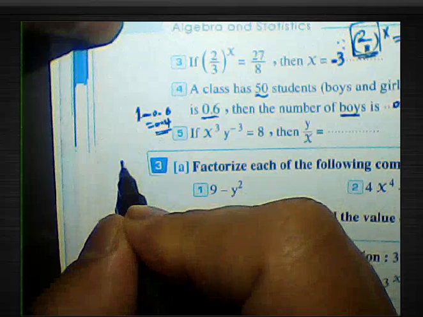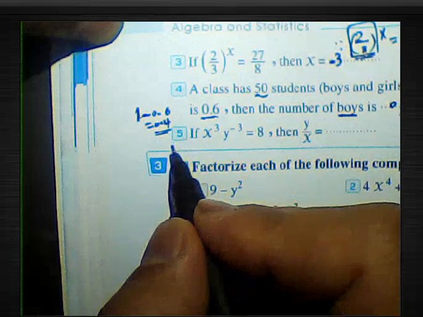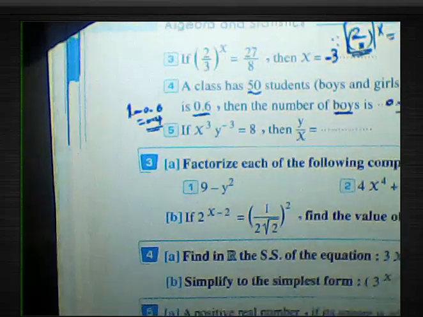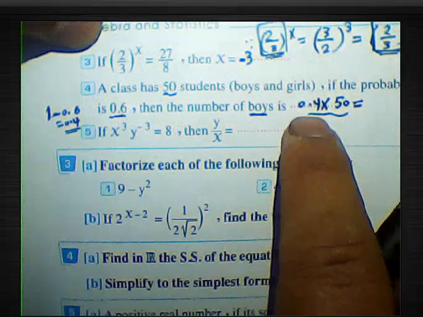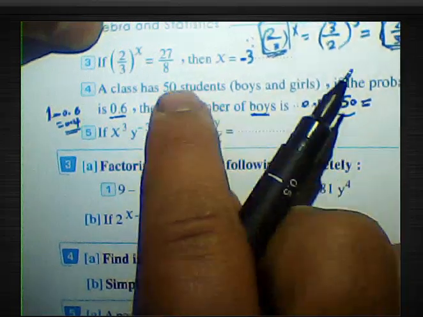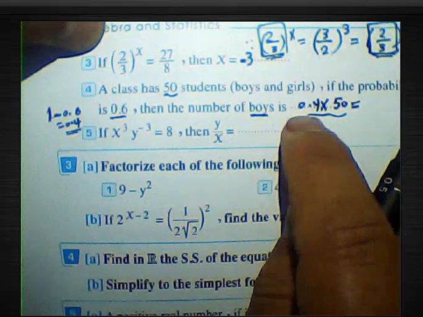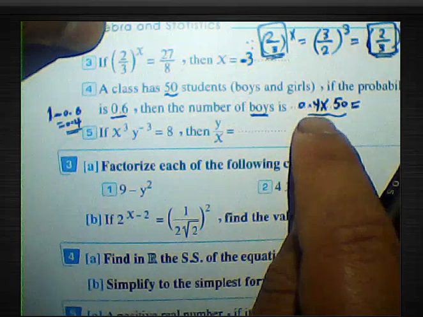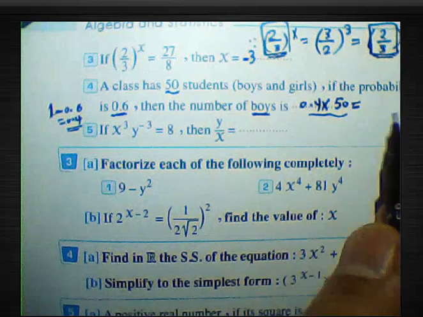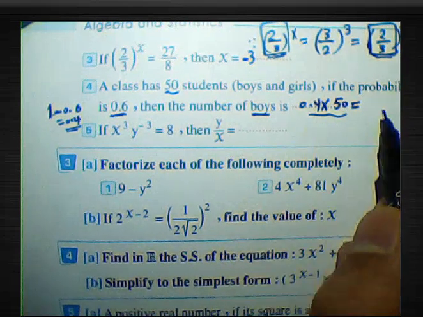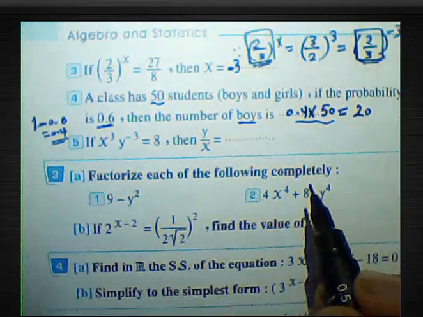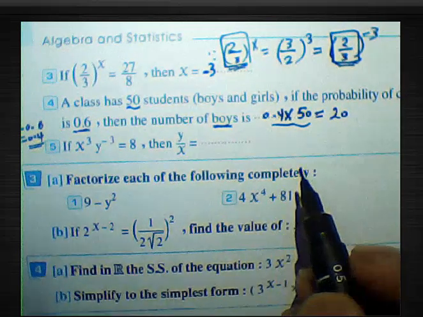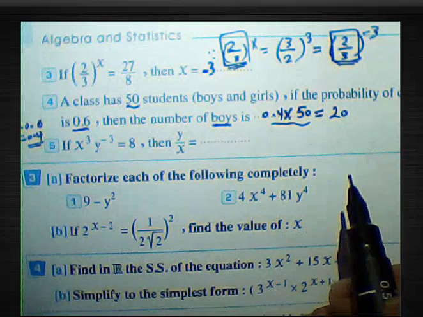Okay, it's the probability of choosing a boy. You must find the probability of choosing boys here, which equals 0.4, and then multiply the probability by the total number. 0.4, the probability of boys, multiplication by 50. It will be what? 4 times 5 equal 20. Okay, 20 boys. The number of boys is 20.